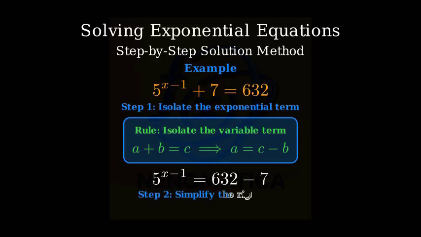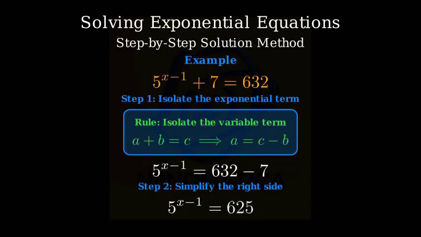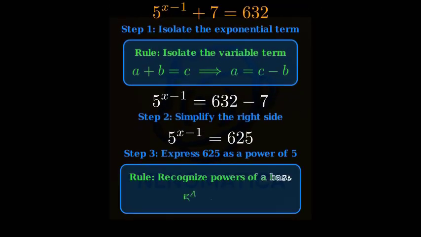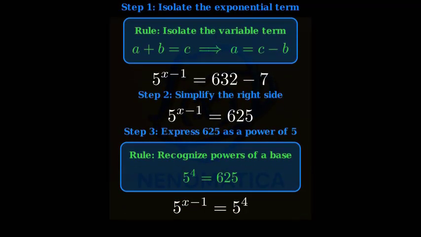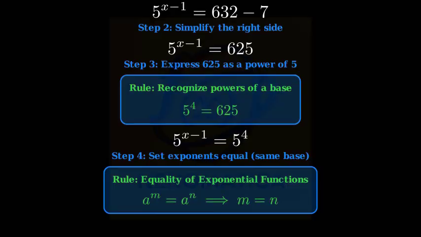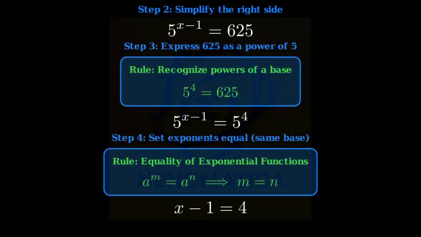Step 2. Let's simplify the right side of the equation. 632 minus 7 equals 625. Step 3. We need to recognize that 625 is actually 5 to the 4th power. This will help us solve the equation by comparing the exponents. Step 4. Since we have the same base on both sides of the equation, which is 5, we can set the exponents equal to each other.